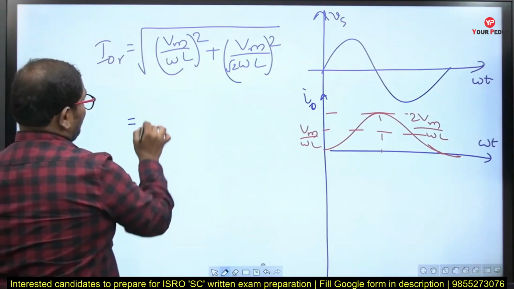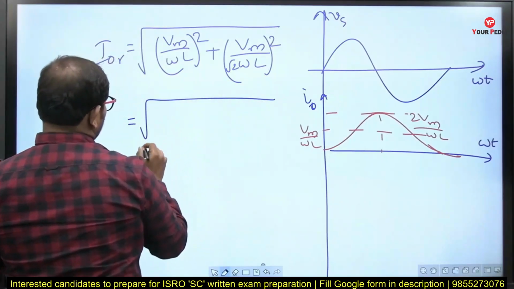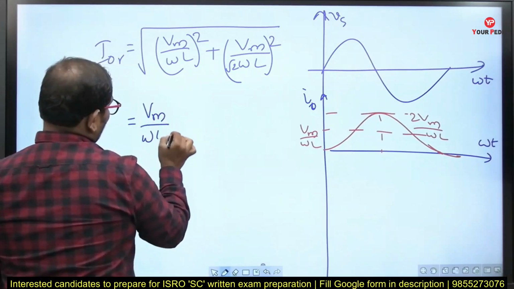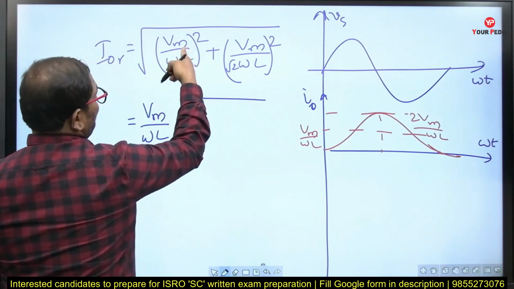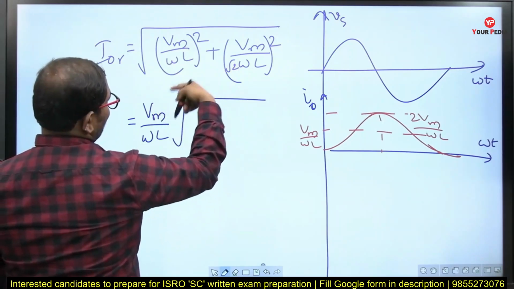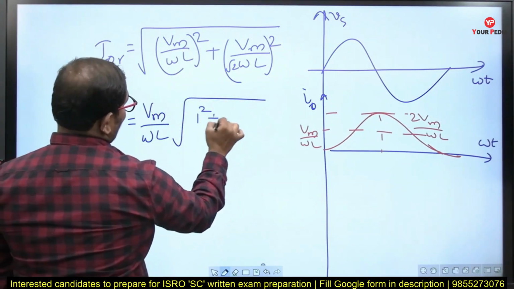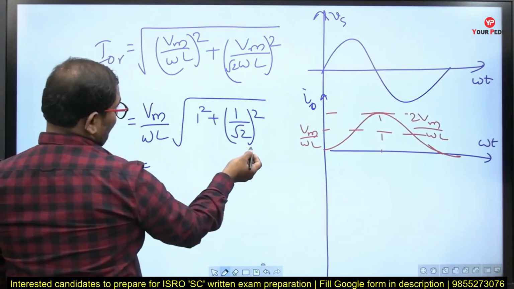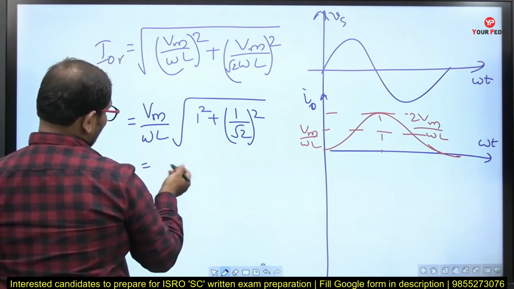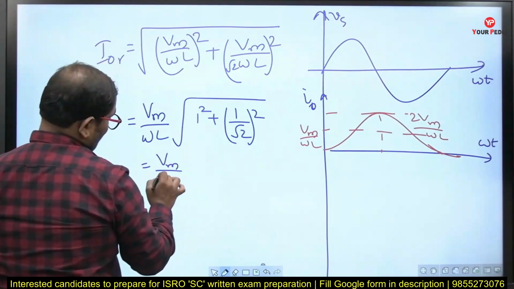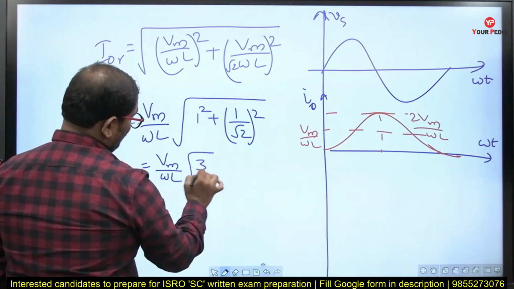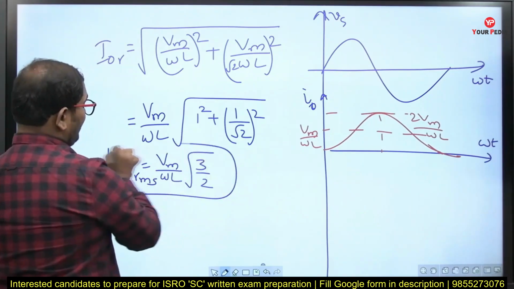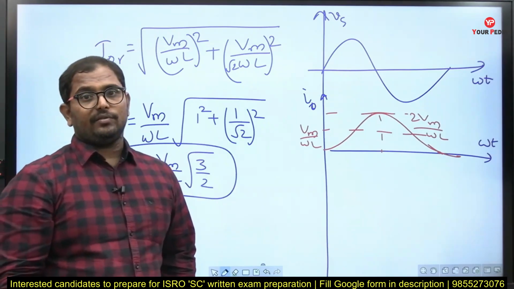So from this, what is the RMS value? If I take Vm by omega L as common, because the square root cancels the square, we get 1 square plus 1 by root 2 whole square. So this becomes 1 plus 1 by 2, which is 3 by 2. So Vm by omega L into root 3 by 2. This is the RMS current of your load.